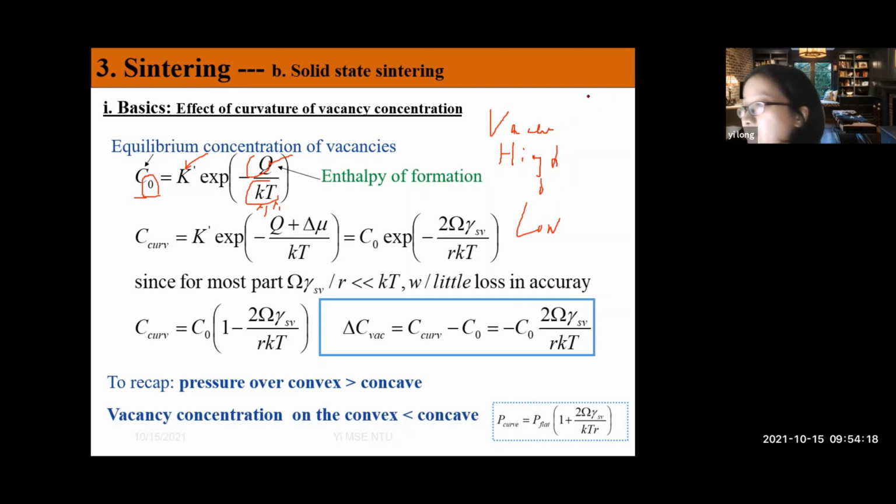So now, for example, if I have a curvature here, and also this sigma is a flat one, which means you don't have any curvature, or you can say the R is equal to infinity, doesn't matter, okay? So for example, now, if I want to create a vacancy here, okay? Compare with here. So do you think which part is more difficult to create a vacancy?